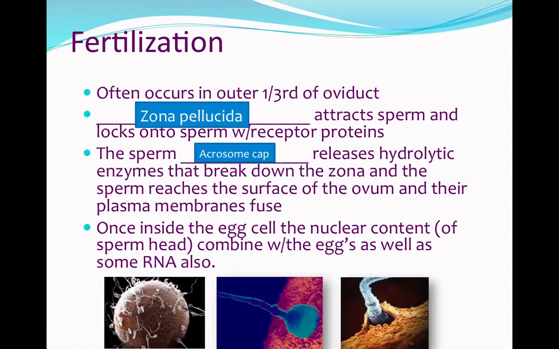and their plasma membranes could then fuse. Once inside the egg cell, the nuclear content of the sperm head will combine with the egg's, as well as some RNA. So down here, we see a number of sperm, which are currently all trying to get in the egg. However, there will just be one winner, and it's going to wiggle its way through the outer membrane of the cell and then release the contents of its head on the inside.